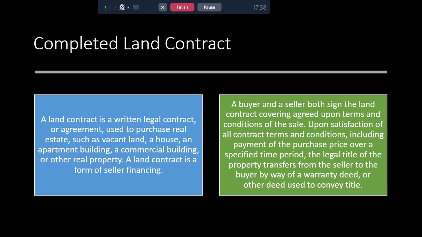Upon satisfaction of all contract terms and conditions, including payment of the purchase price over a specified time period, the legal title of the property transfers from the seller to the buyer by way of warranty deed or other deed used to convey title.